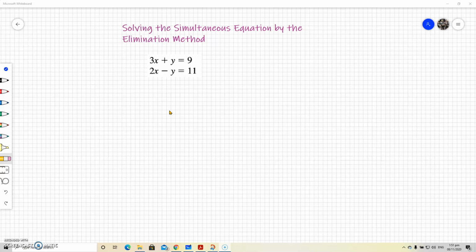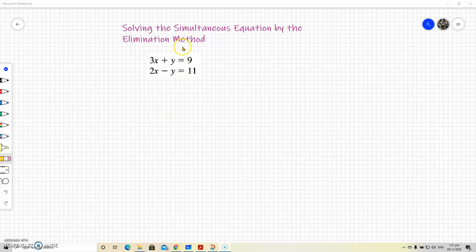Alright, so far we covered the substitution technique. The elimination method is just another way of solving for this. Sometimes it might be faster, sometimes it may not be faster. Either way, we need to know how to do this.